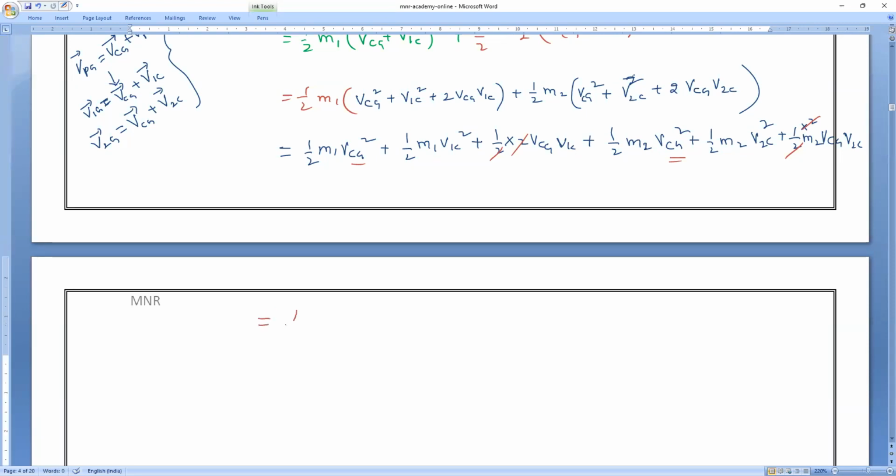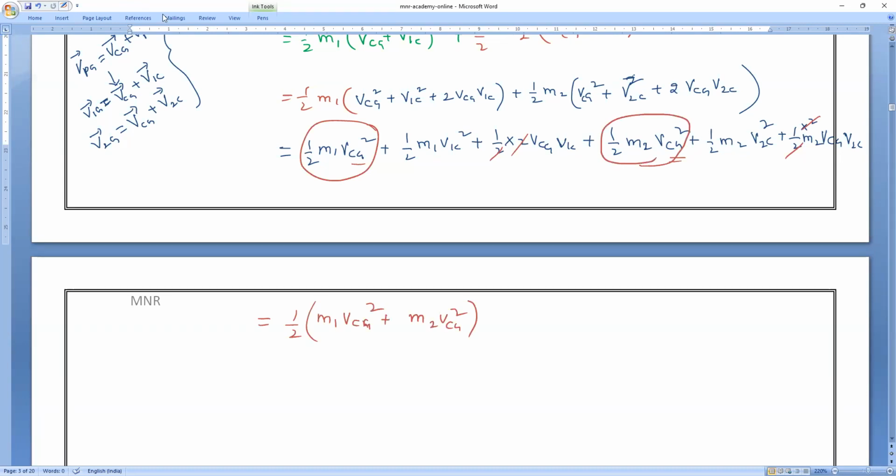So can I put the two terms together? I'll take half outside. If I take it outside, what is remaining? M1 VCG square plus M2 VCG square. That is two terms over. Which two terms have been made? This one as well as this one. Any doubt till here? Pradosh? Clear?